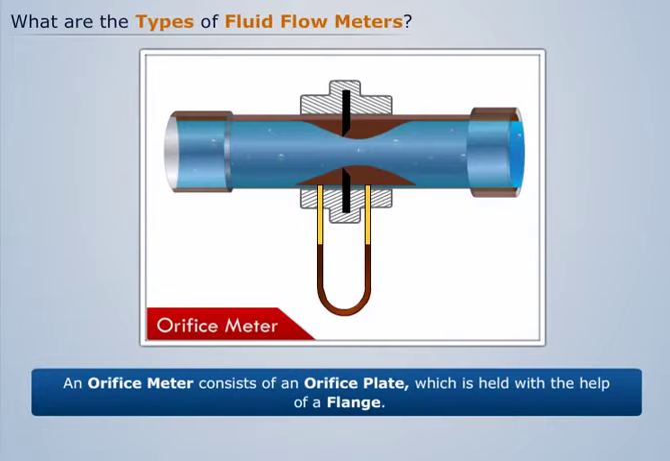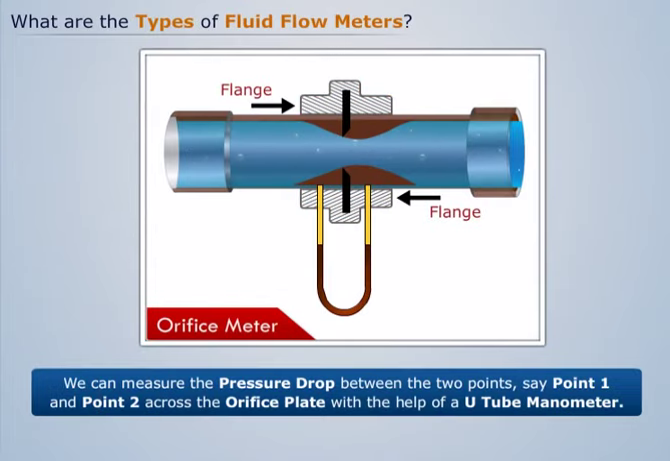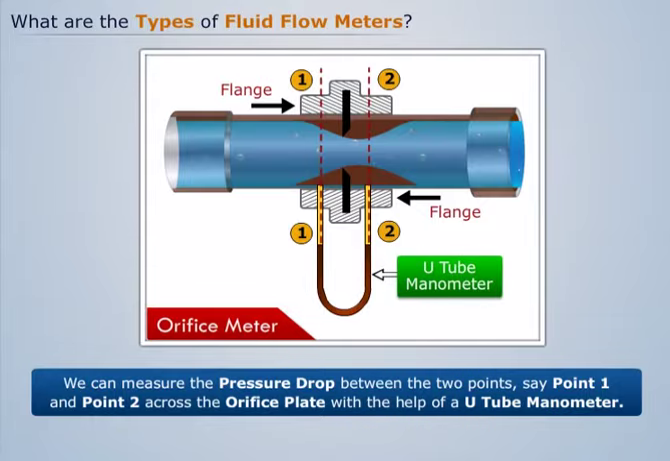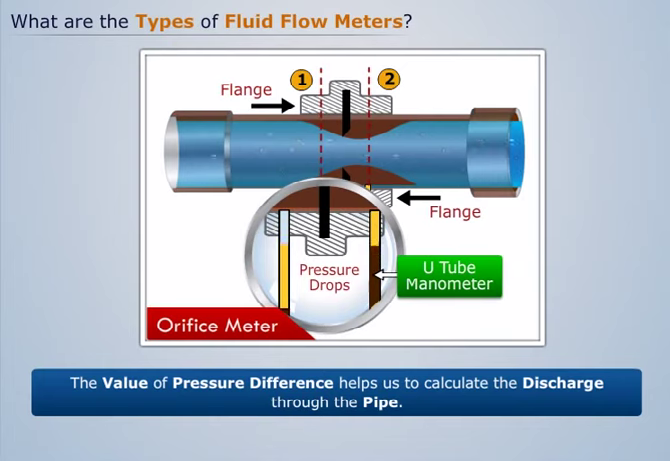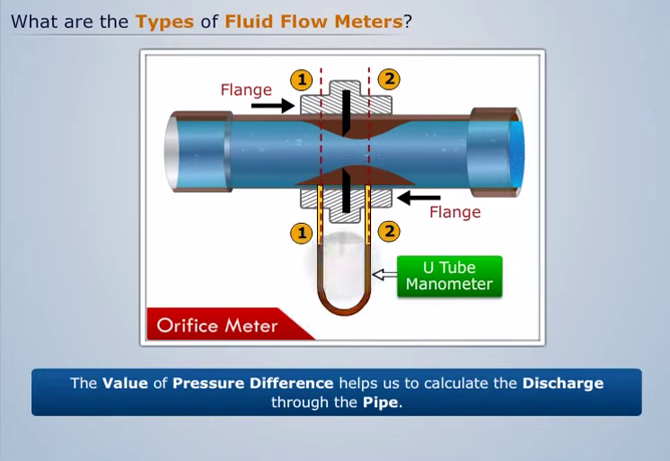An orifice meter consists of an orifice plate, which is held with the help of a flange. We can measure the pressure drop between the 2 points, say point 1 and point 2, across the orifice plate with the help of a U-tube manometer. The value of pressure difference helps us to calculate the discharge through the pipe.